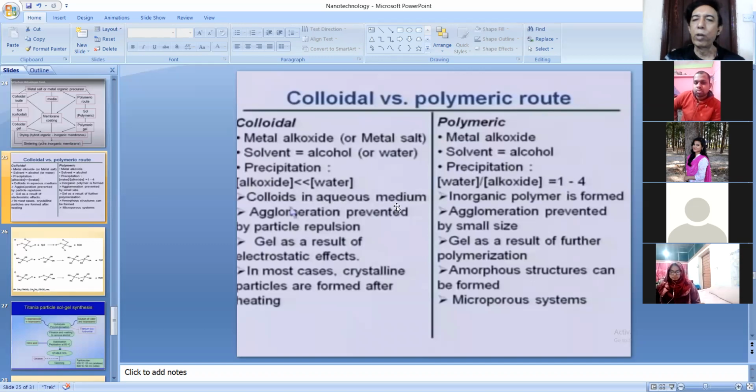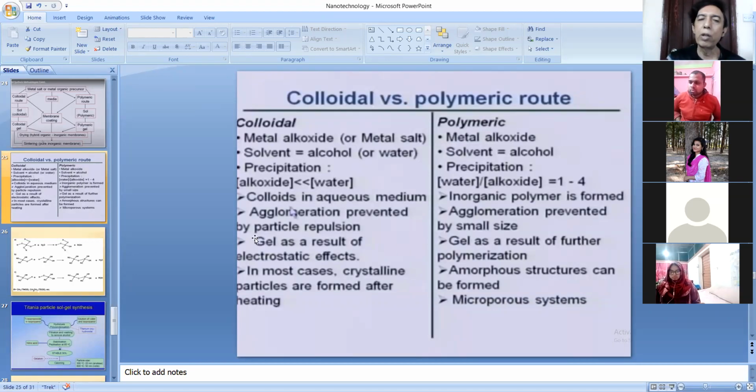Colloids are in aqueous medium. That means salts are in aqueous medium. In the polymeric route, inorganic polymer is formed. Agglomeration is prevented by particle repulsion, which I have told you. But in the polymeric route, agglomeration is prevented by small size. The polymer has a small size. It does not absorb the positive or negative charges. So it is so small that agglomeration will not occur there.